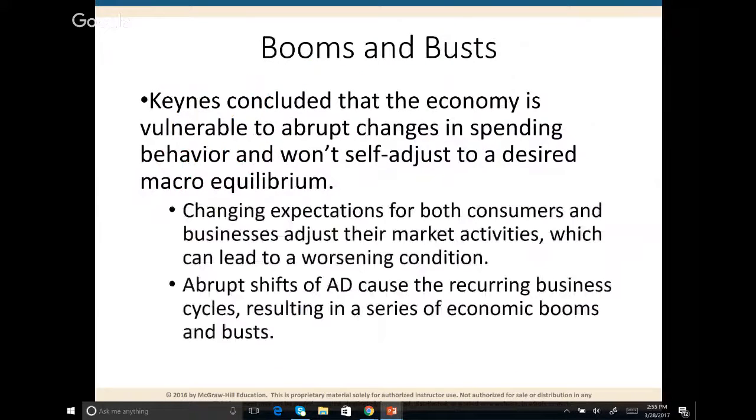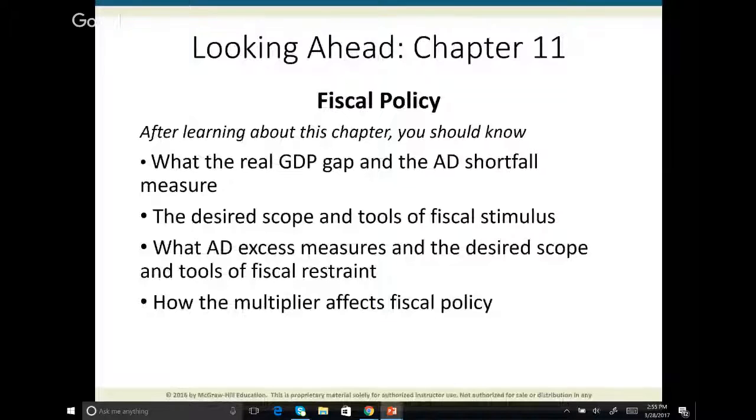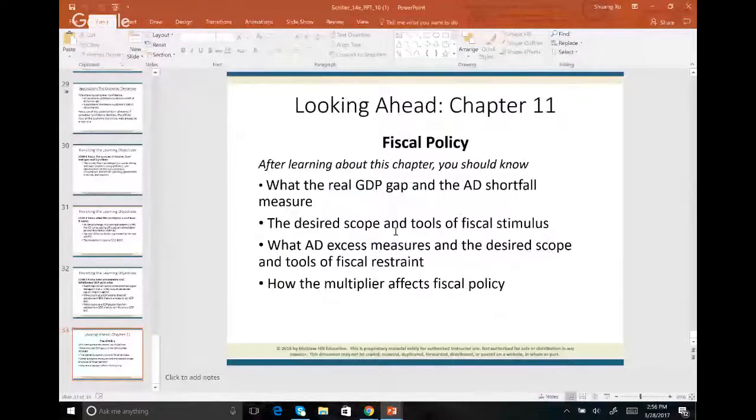All right, okay, so that's it for chapter 10. Does anybody have any questions at this point for chapter 10? No questions? All right, let me do a head count. Let's see who is here.